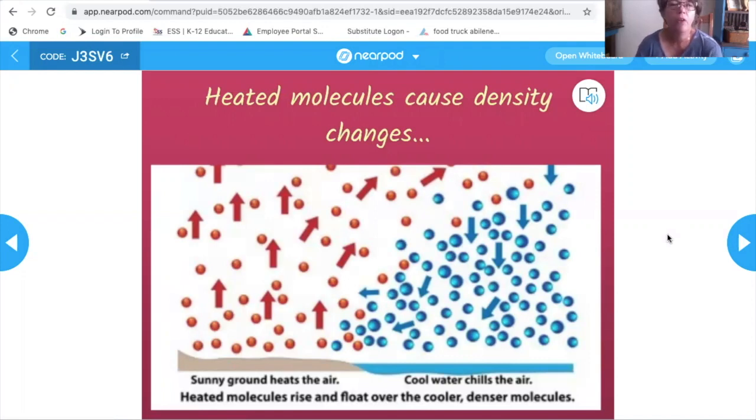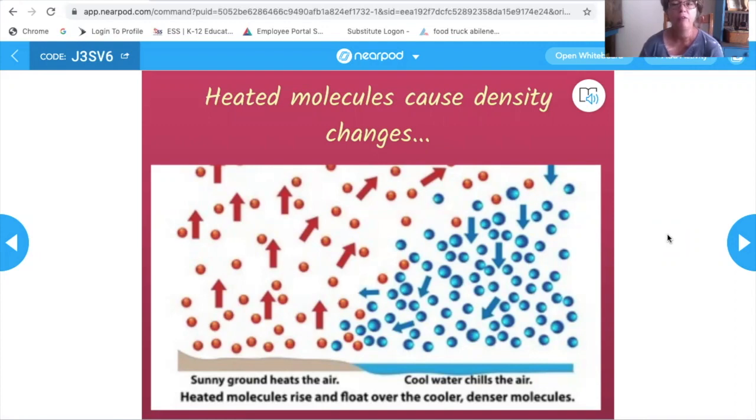So when you add heat to molecules, the heat causes the molecules to really start moving. And so if they were tightly packed like the blue molecules and you were to add heat to it, the molecules are going to start moving. They're going to start bouncing around. They're going to even, some of them maybe even escape the container that they're in.